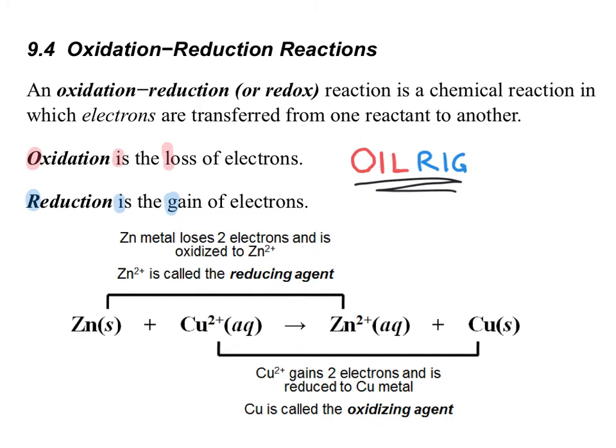The zinc starts the reaction being neutral and ends up having a positive 2 charge, meaning that it lost 2 electrons. This means that the zinc is oxidized in this reaction. The copper, on the other hand, starts with a 2+ charge and ends up being neutral. This means that it must have gained 2 electrons. Therefore, it is reduced. As the zinc is causing copper to be reduced, we would say that zinc is a reducing agent, whilst copper is oxidizing the zinc. Therefore, we would say copper is an oxidizing agent.